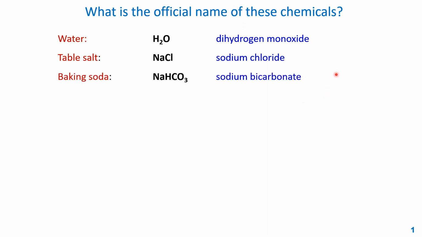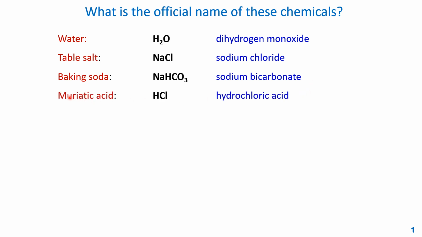The third chemical we talk about here is baking soda. Baking soda is a common name. The formula of the baking soda is 1 sodium, 1 hydrogen, 1 carbon, and 3 oxygen. And officially it's called sodium bicarbonate. It's also called sodium hydrogen carbonate. That's also the official name. And this is also widely used in the kitchen.